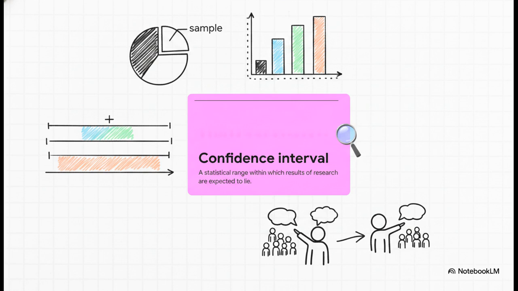And this brings us to the confidence interval. This is a statistical range within which the true results of the research are actually expected to lie for the entire population. So if a survey says 50% of people like a product, but it has a confidence interval of plus or minus 3%, well, the true figure actually lies somewhere between 47% and 53%.